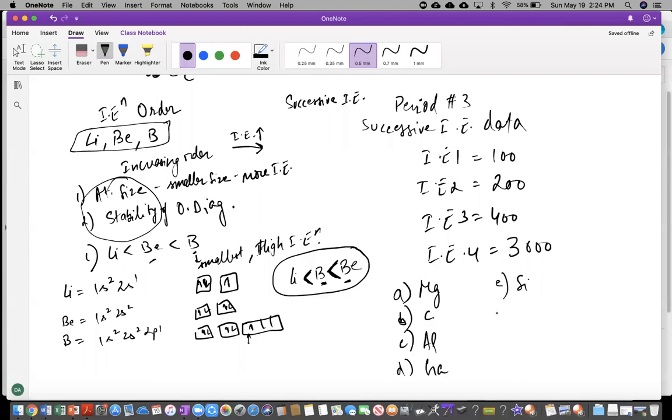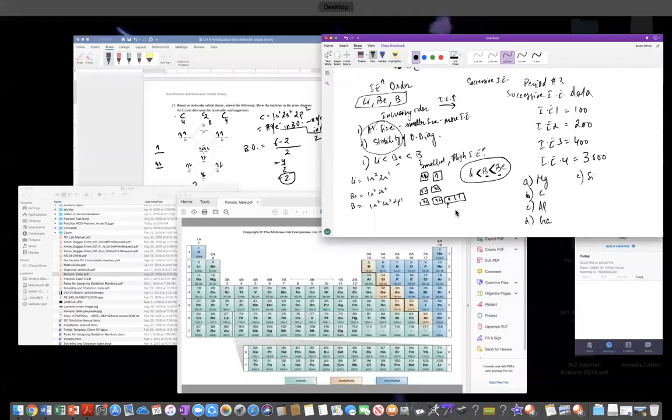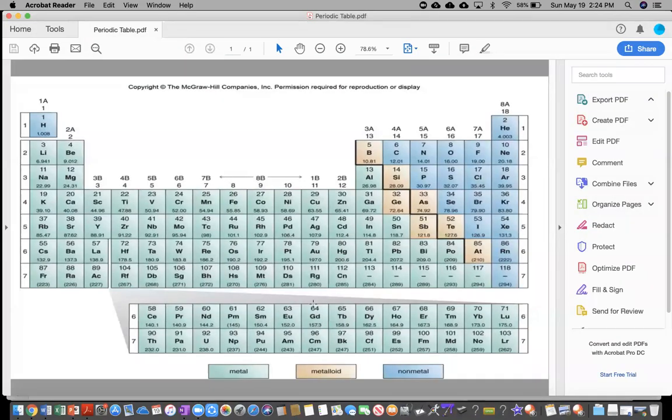Okay. So let's say these are our options. What does answer C say? What does answer D say? D is Ga. Gallium, right? Gallium, yeah. So the question is saying that we are in period number 3, right? And period number 3 is supposed to mean what on the periodic table?